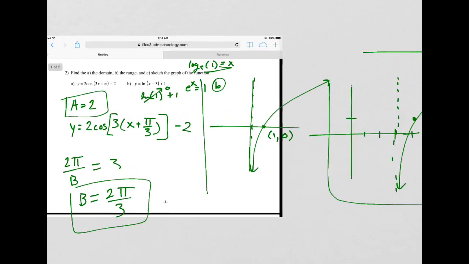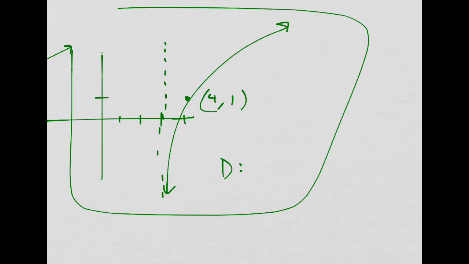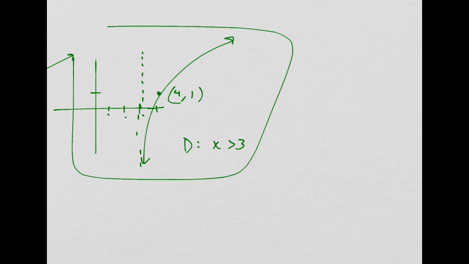And then the domain. Let's look at the domain. The domain is just x greater than 3. Never is 3 or less. And then the range is all real numbers.